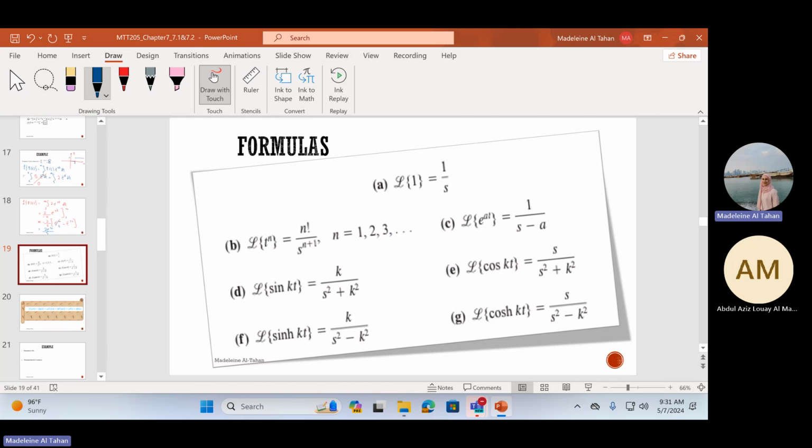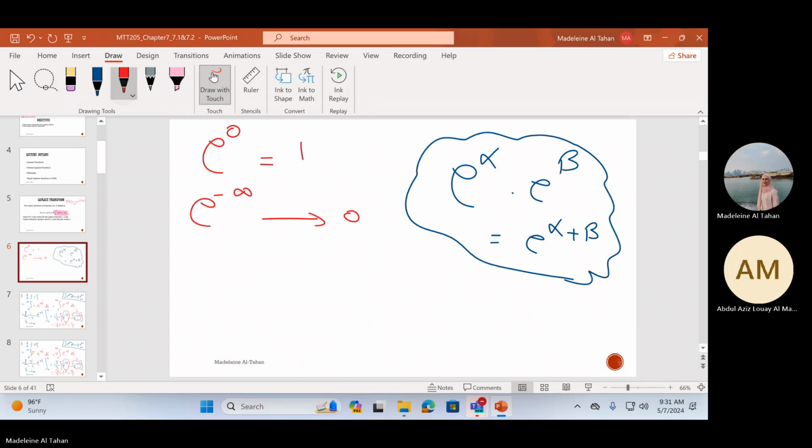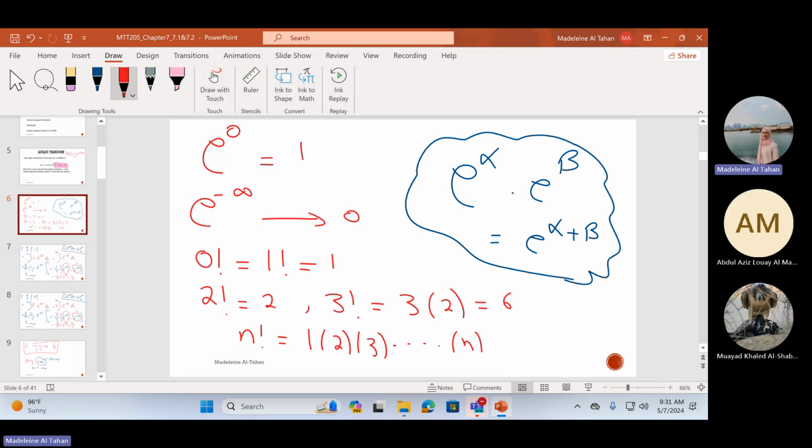What do you mean by n factorial? 0 factorial is equal to 1, 1 factorial equal to 1. 2 factorial is equal to 2. 3 factorial, you are doing exactly this. You are multiplying all positive integers that are less than or equal to 3, so it's 6. In general, n factorial, what you are doing is 1 times 2 times 3 till you reach what? Okay? So this is what we mean by factorial.